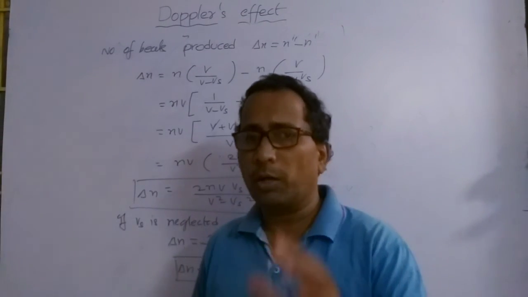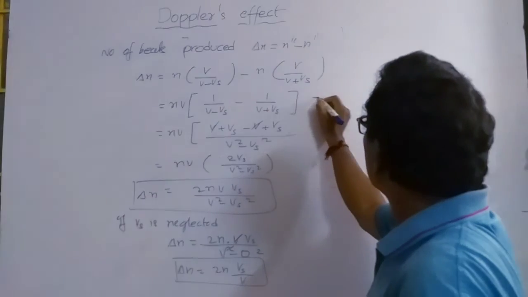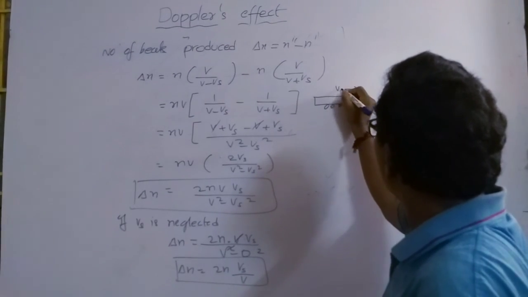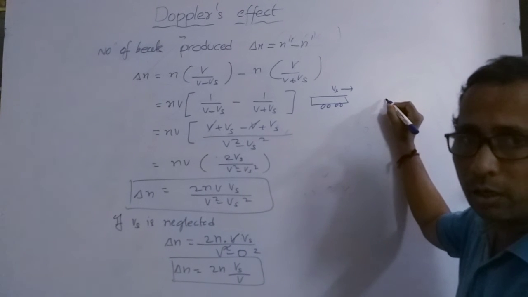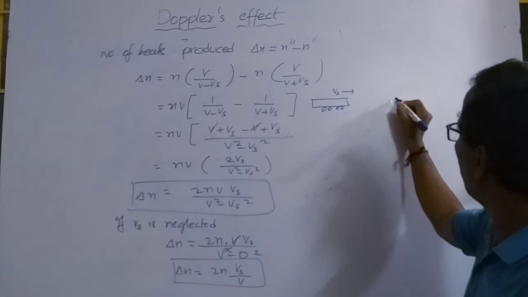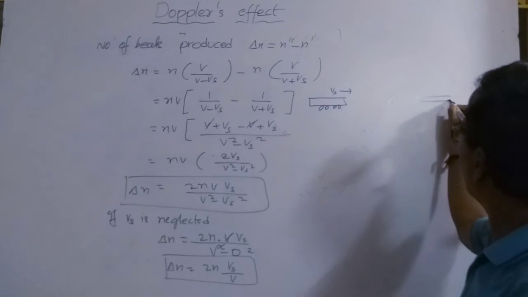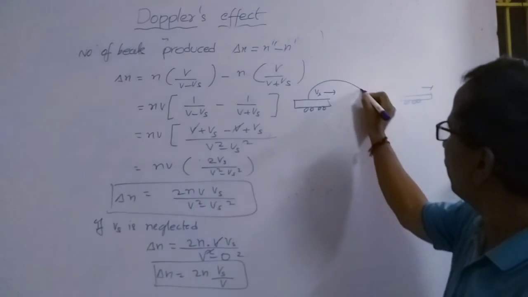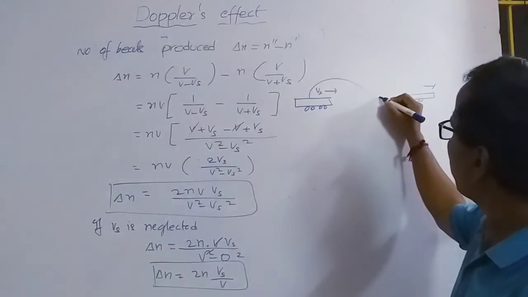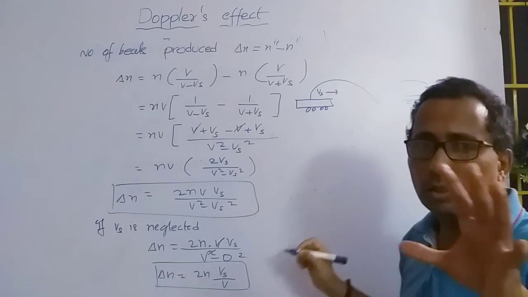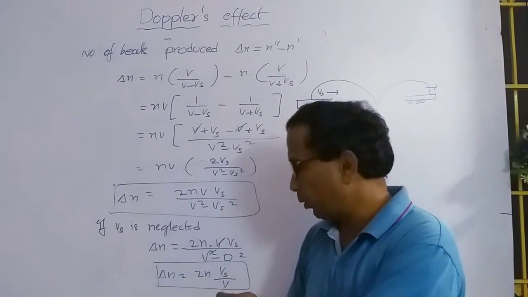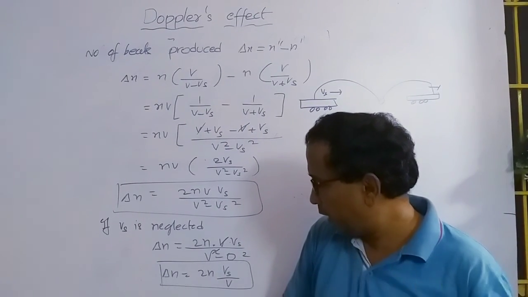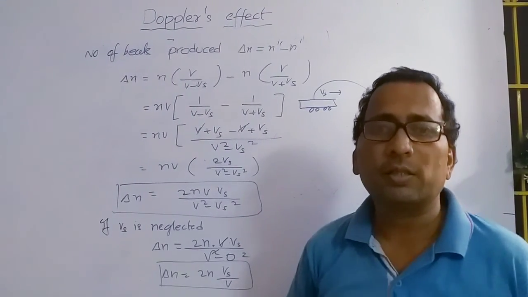The same formula is applicable in train problems. Suppose a train is moving like this with a certain velocity and a passenger is at the platform as the observer, and the train is leaving the observer. In this situation, the train approaching the observer and the train leaving the observer, in these two cases the number of beats produced follows the same procedure. That is delta n is equal to 2n into Vs by V. This is the Doppler effect.